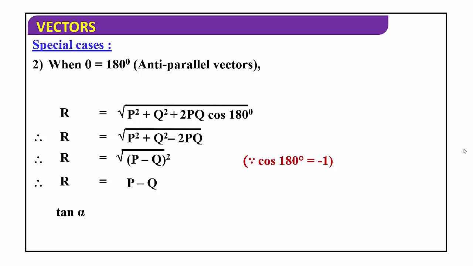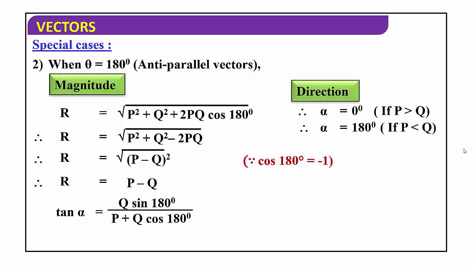Now we can write the direction. We know the equation tan alpha equal to Q sin theta divided by P plus Q cos theta. Theta is 180 degree. Substitute the values. Q sin of 180 degree divided by P plus Q cos of 180 degree. Sin 180 is 0. Right? Substitute here. Q into 0 will be 0. 0 divided by anything is 0. So tan alpha equal to 0 or alpha equal to 0 degree.